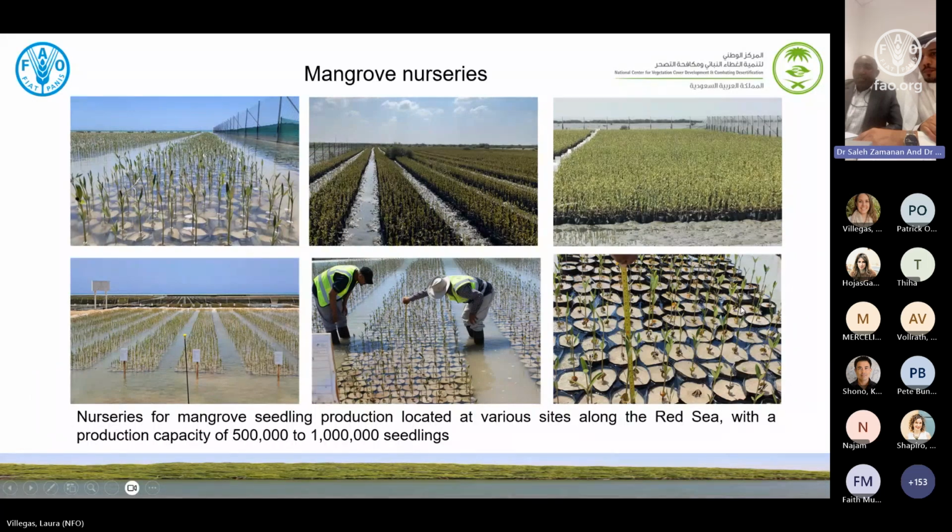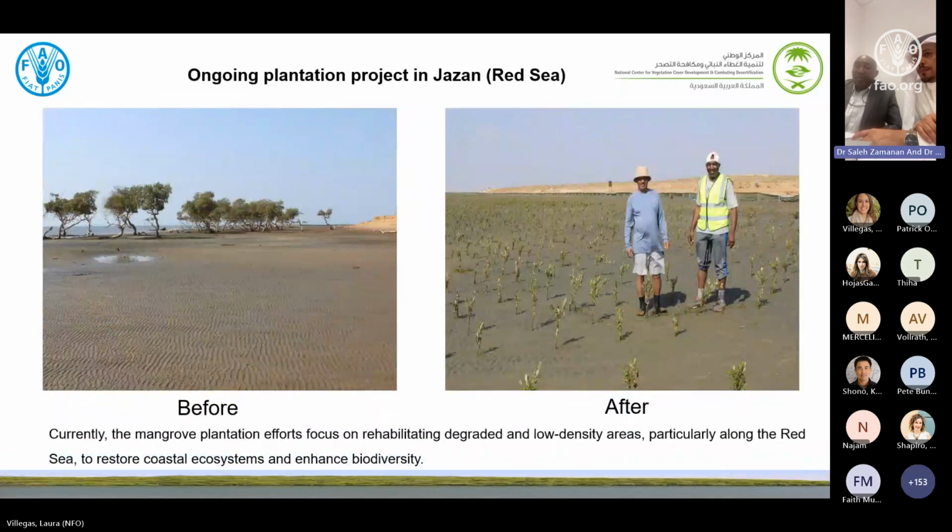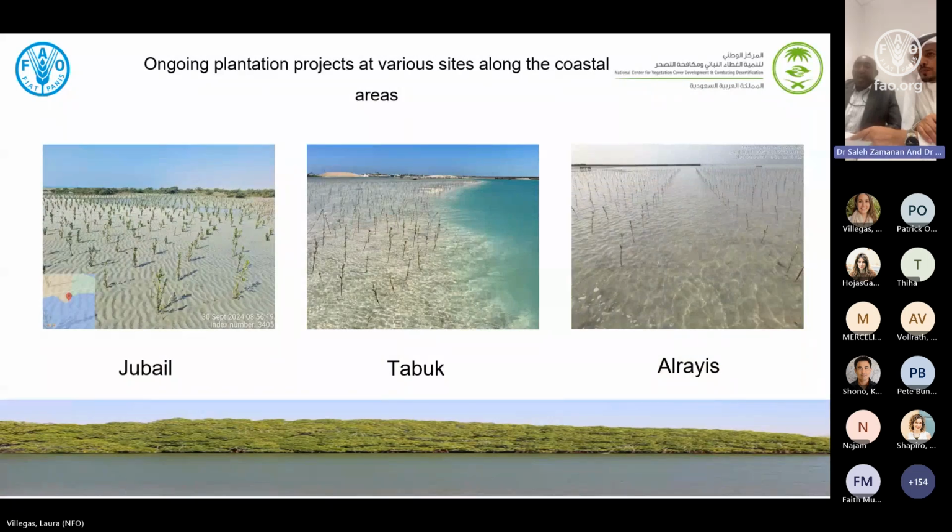This is also mangrove nurseries. Most of the nurseries have a capacity of 500,000 to 1 million trees. These pictures are selected from different sites along the Red Sea. This picture also shows two cases, before and after. This is the degraded site, and now it has been converted to a rehabilitated site, and this project is ongoing. This shows the ongoing projects: Jubail in the Arabian Gulf, Tabuk in the north of the Red Sea, and Arais, which is an afforestation site and one of the most successful projects that we have in the Red Sea.